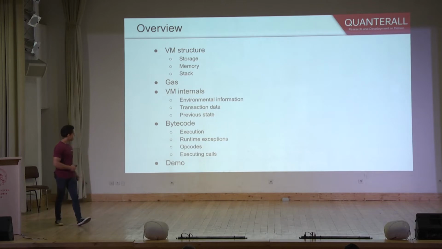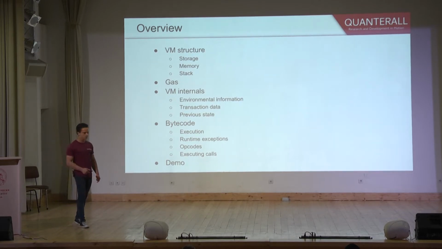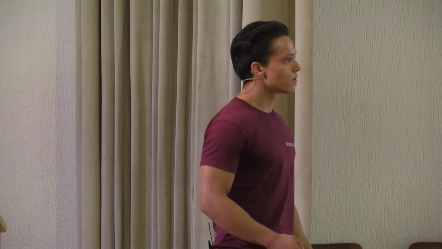After that, I'm going to go through what the bytecode is itself, how it is being executed, what the runtime exceptions are that can occur, what the different opcodes and opcode categories are, and I'm going to mention a few more complex instructions. So, first of all, what exactly is the virtual machine?